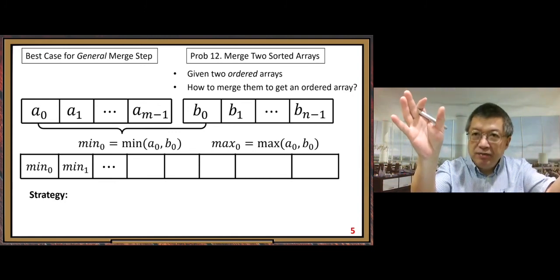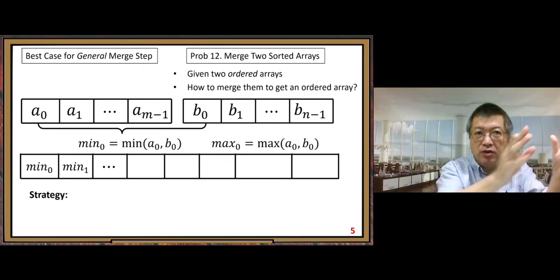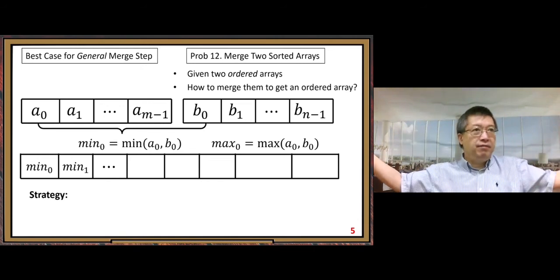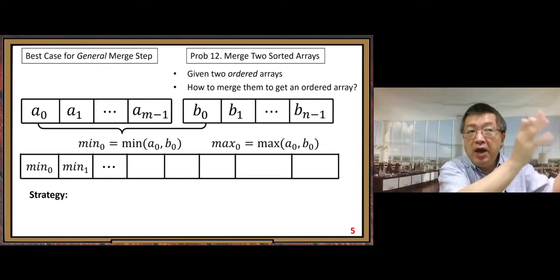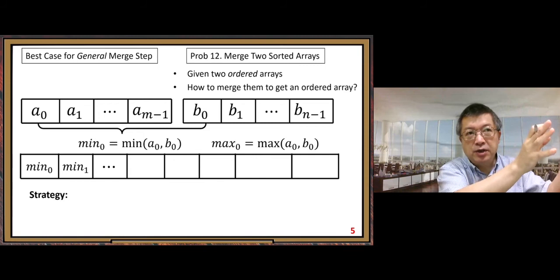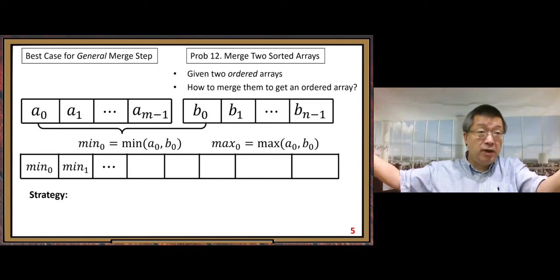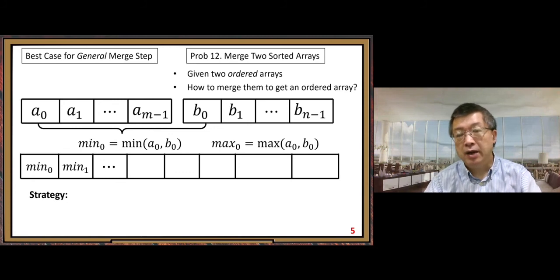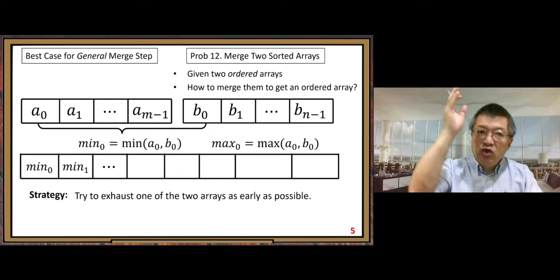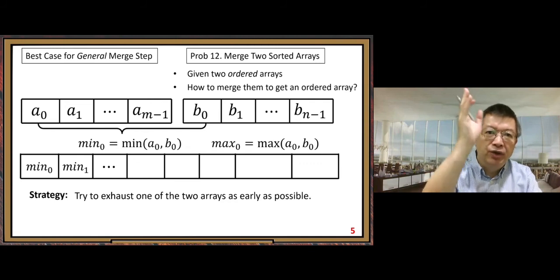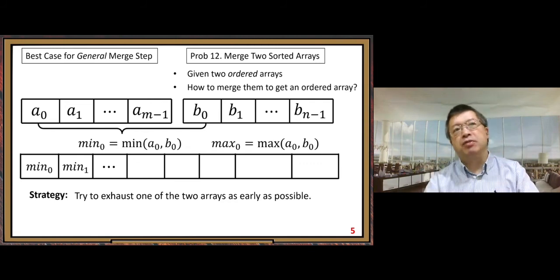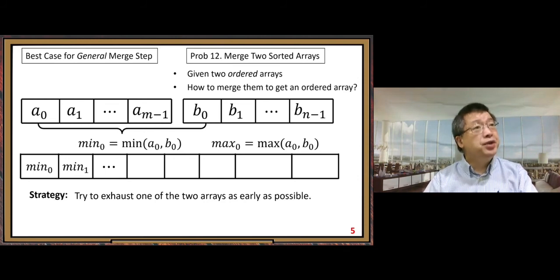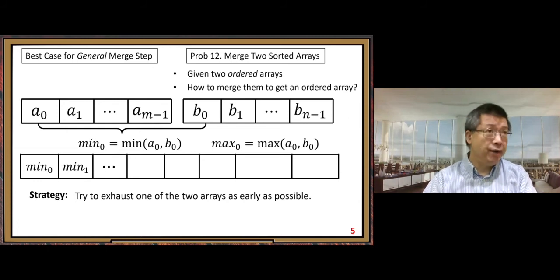Make this observation. If we exhaust one of the subarrays, then the whole merge step is done, right? If we can exhaust one of the subarrays, then we do not need to make any other comparisons, right? So the strategy is like this. Try to exhaust one of the two arrays as early as possible. How can you do that? How can you get this best case scenario?